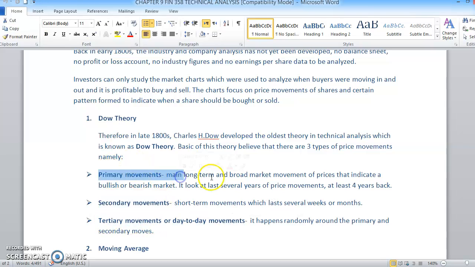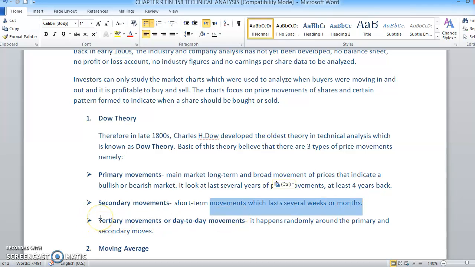Kalau primary movement, ia based on the long term price movement, iaitu at least beberapa tahun, 4 years back, 2 years back or something like that. Kalau secondary movement, pergerakan harga kita tengok trend selama beberapa minggu atau beberapa bulan.